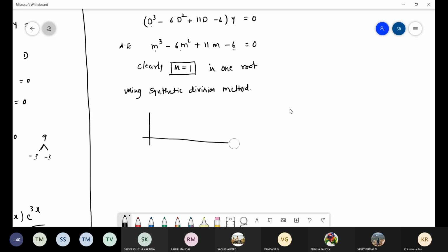First, write the coefficients of this cubic equation here. The m cube coefficient is 1, m square is minus 6, then m is plus 11. Just observe everyone, because this is a new method. If you know it, okay; otherwise, just observe, don't copy.